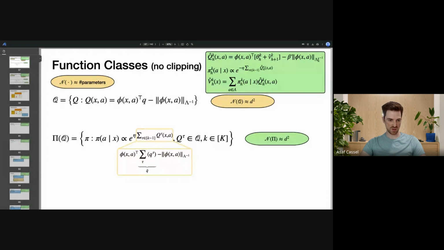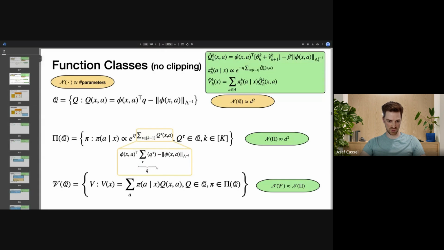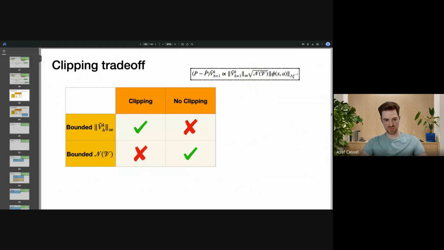Okay. And finally, again, the value class is just taking expectation over the Q, and you can show it pretty much the same. So the value class covering number will also be d squared. So if we don't clip, we can control the covering number. However, we'll get an unbounded size of the v hat. If we do clip, we can control v hat, but we can't control the covering number. So this is an issue that needs to be overcome.